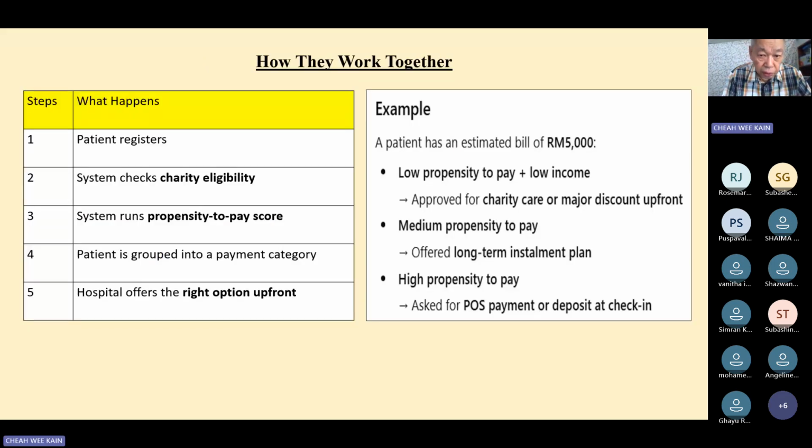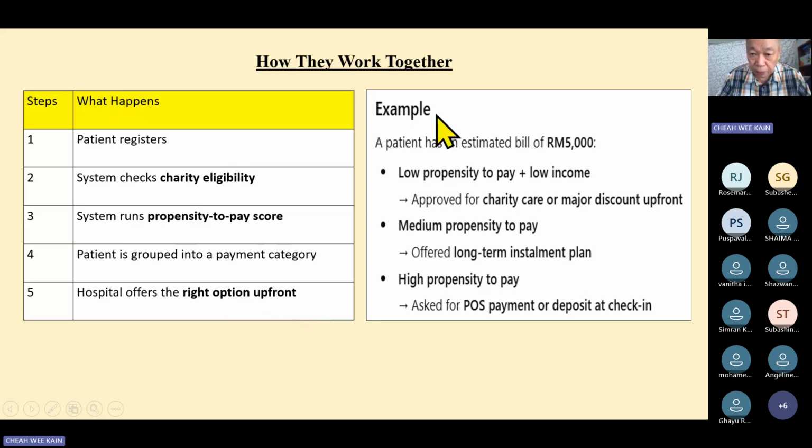Patient registers, the system checks charity eligibility, and runs a propensity to pay based on historical records, or if they have a Visa card, it means they can surely pay. But maybe their Visa card also has a limit, isn't it? The patient is grouped into a payment category, and each payment category will have a different way of thinking or how to treat, often with the right option being upfront payment.